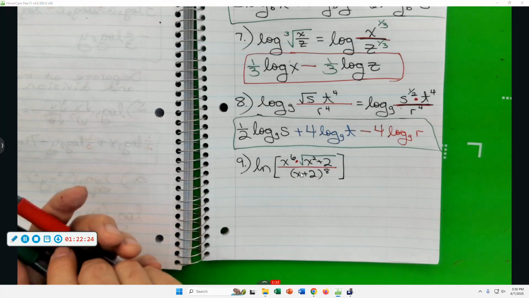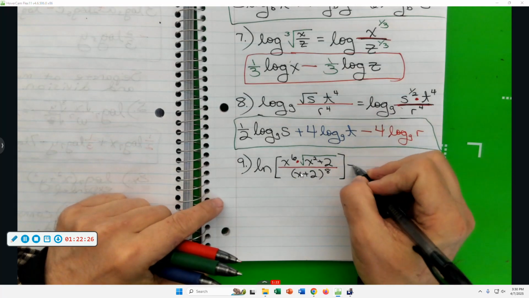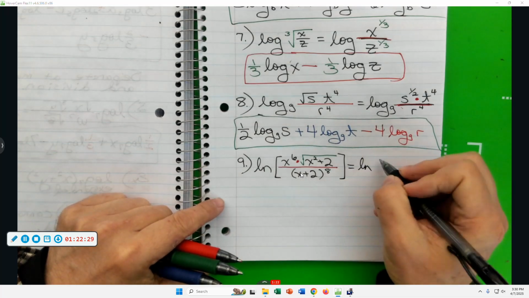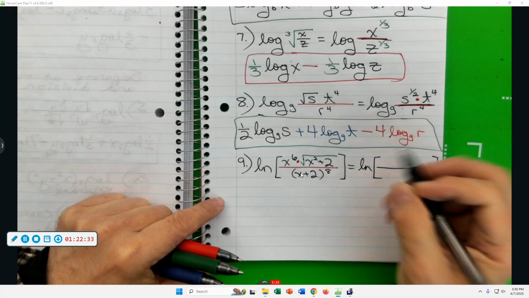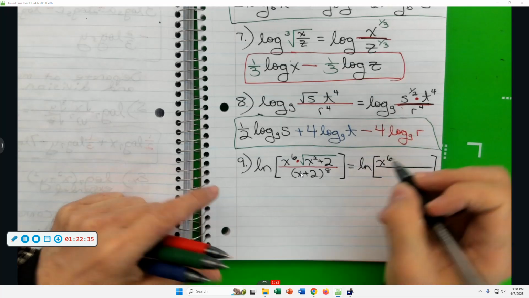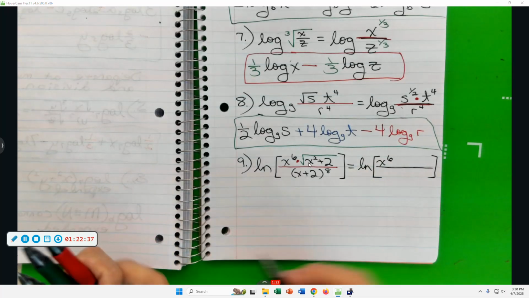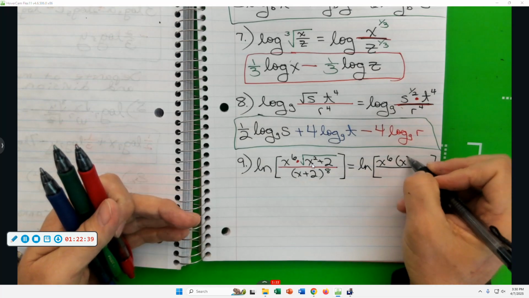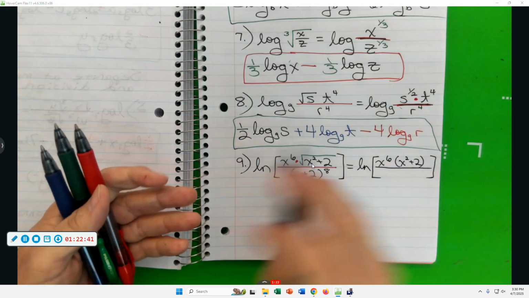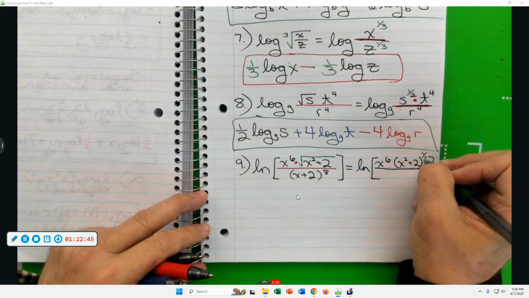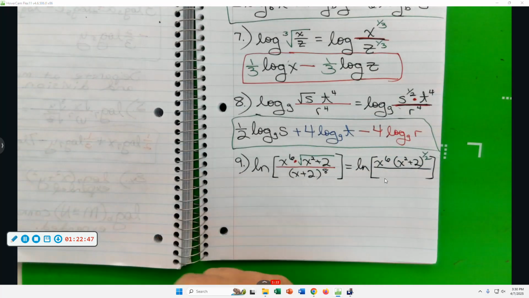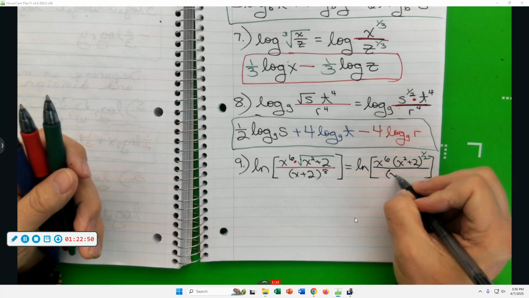You have to do one thing first before you start expanding and separating. What am I about to do here? Rewrite that green square root as a green what? Exponent. What's the exponent going to be? Positive 1/2. Okay. Good. And we still have that x plus 2 to the 8th on the bottom.